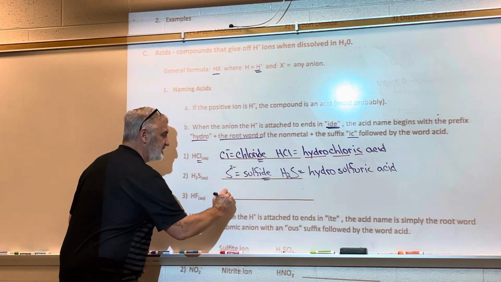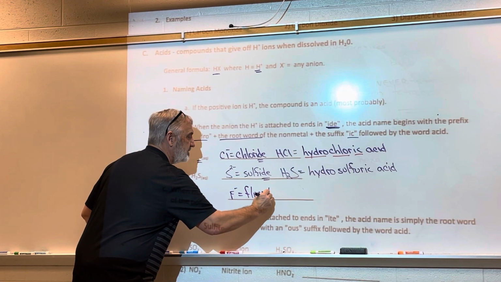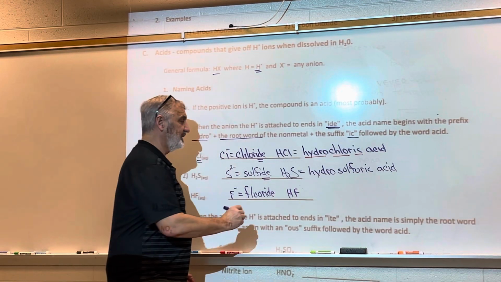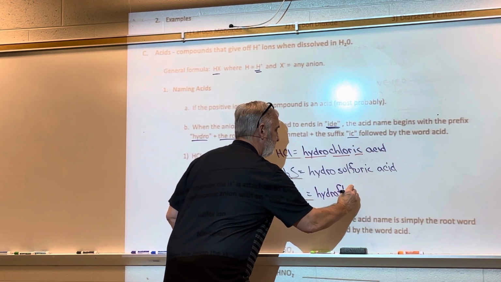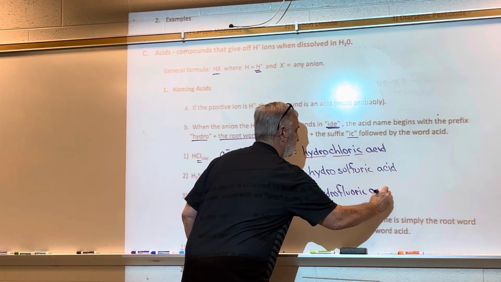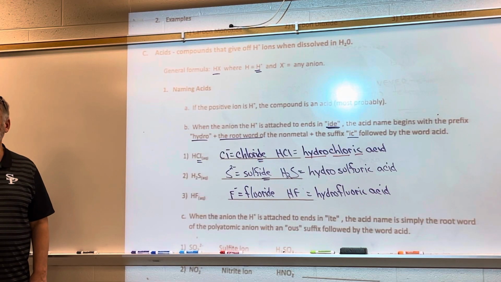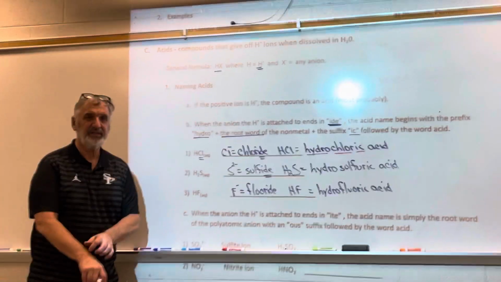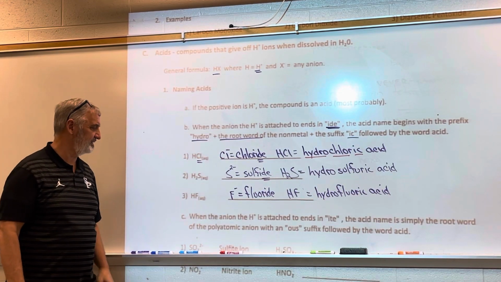So what's F minus going to be? Fluoride. So HF is going to be hydrofluoric acid. Now, this is only when it ends in ide. Notice there's no oxygens in there. This is just a binary acid, it's not an oxyacid.